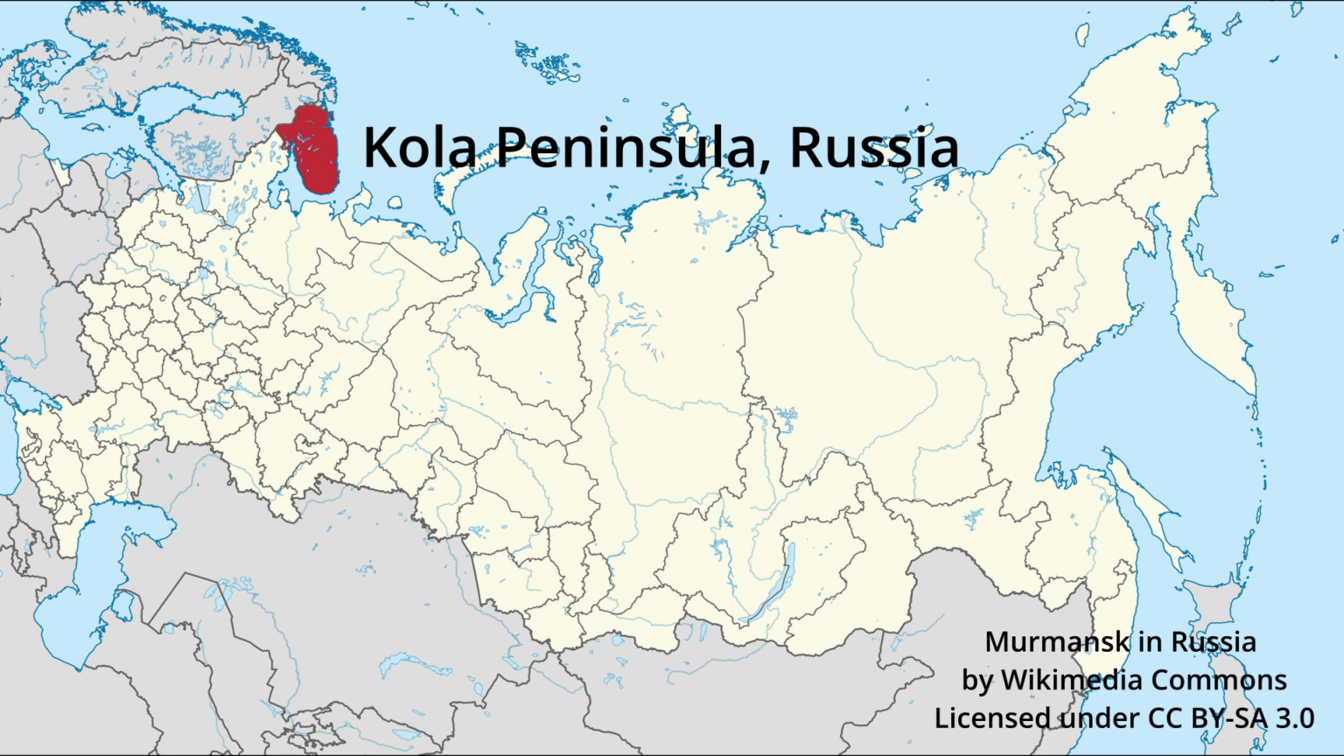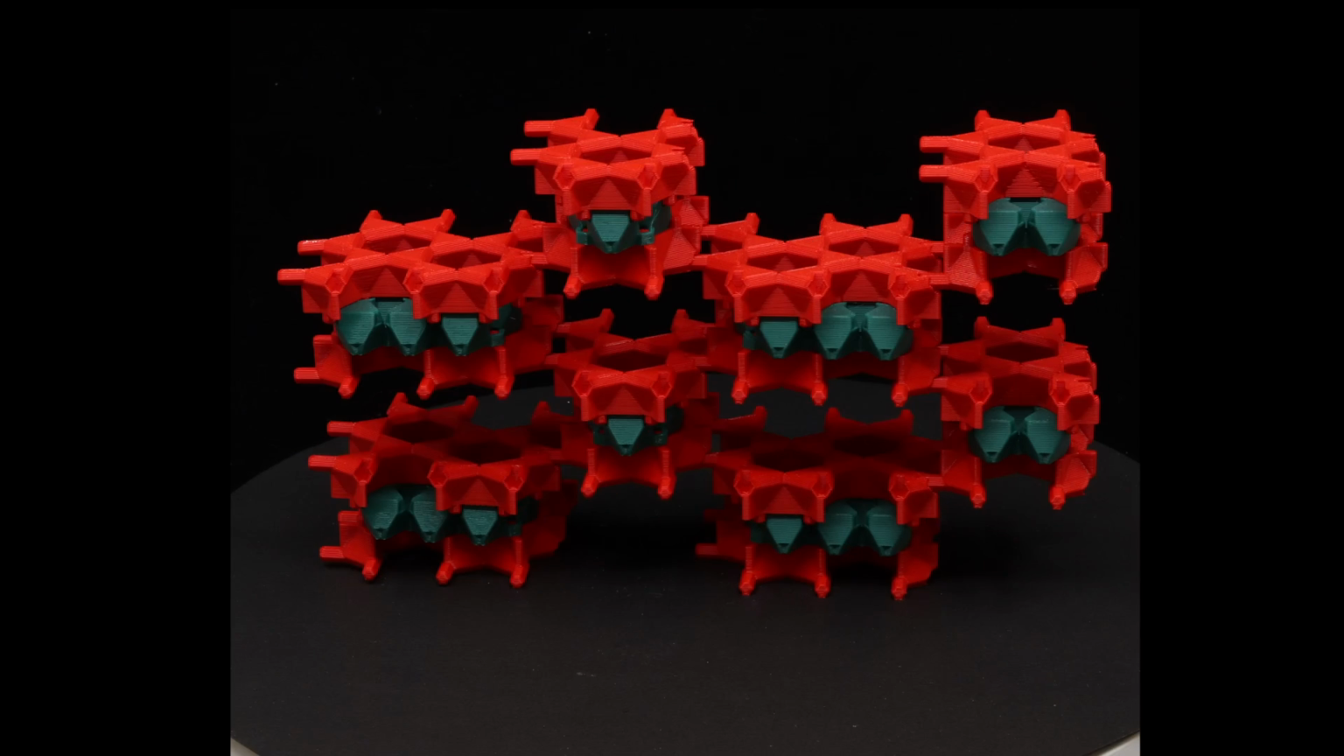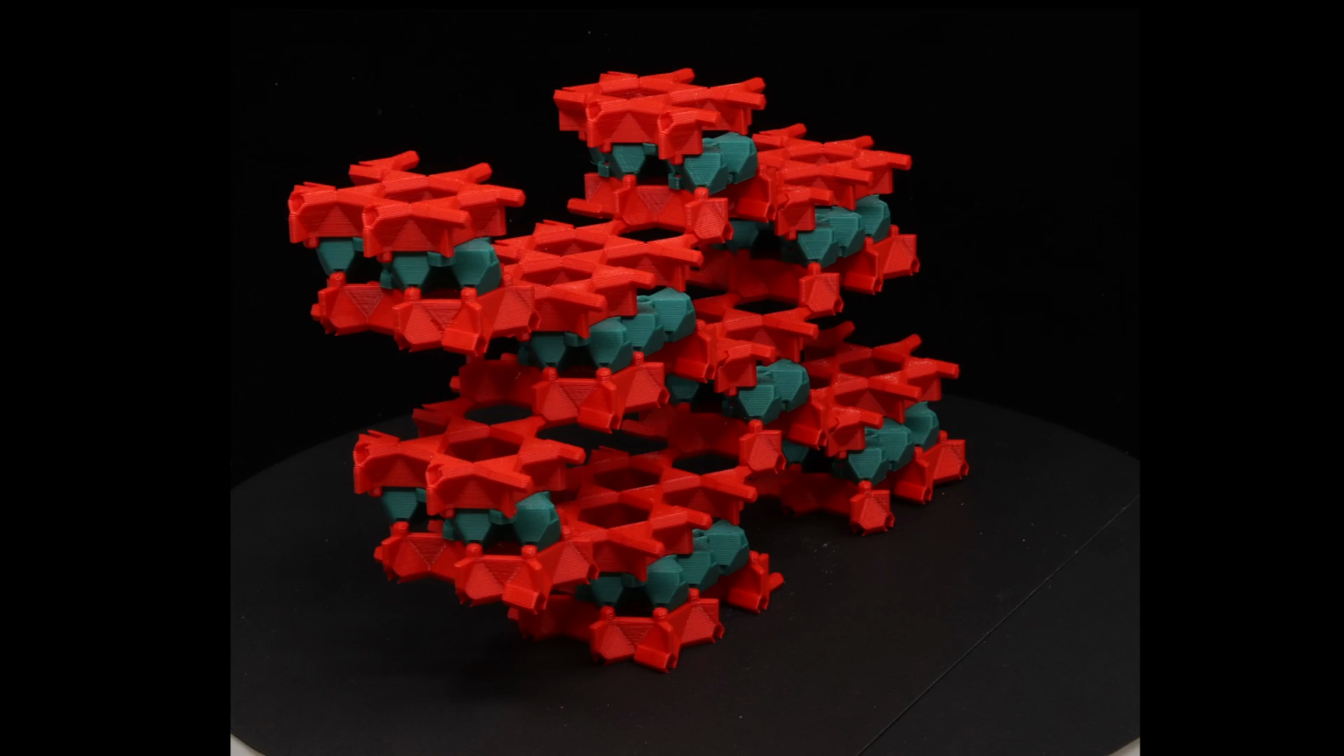Kalifersite is an extremely rare and obscure mineral that is only found on the Kola Peninsula of Russia, but its crystal structure is particularly interesting from the perspective of modular mineralogy.